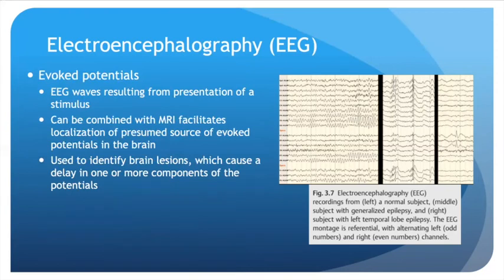There is a particular application of EEG referred to as evoked potentials. EEG waves resulting from presentation of a particular stimulus. And these can be combined with MRI, and it facilitates localization of presumed sources of evoked potentials in the brain. And it might be used to identify brain lesions, which would cause a delay in one or more components of the potentials.